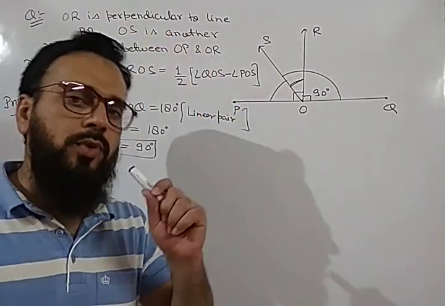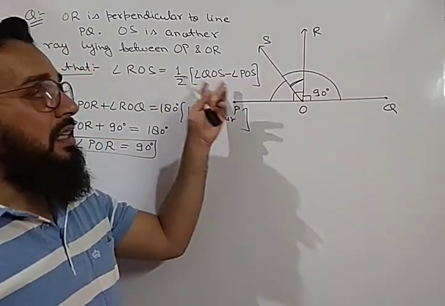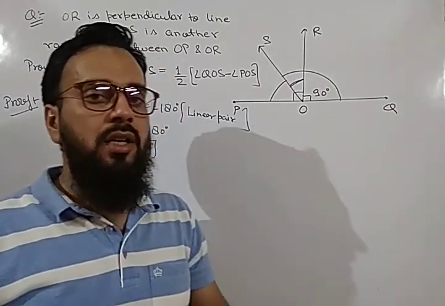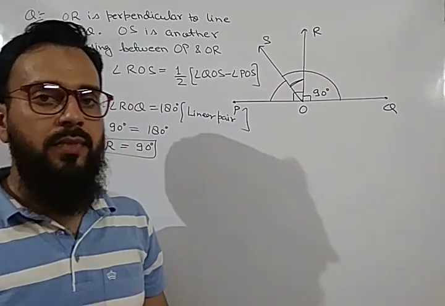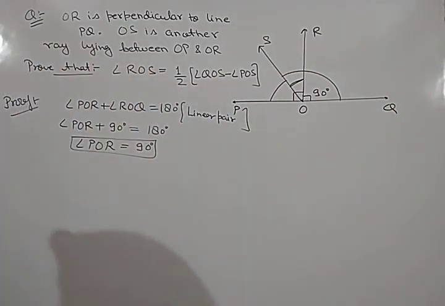Whenever we have to prove any question, we always move in such a way that the terms which are given in the answer, the terms which we have to prove, we always start by obtaining those particular terms. So the first term is angle ROS. How will you obtain angle ROS?